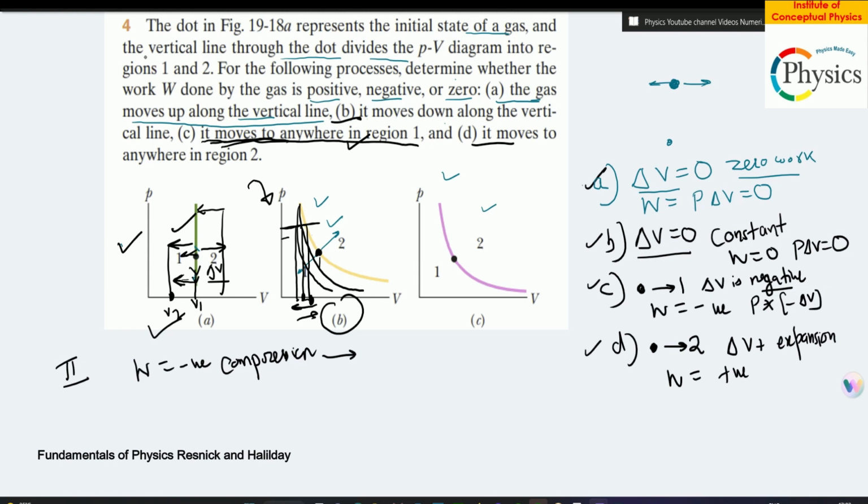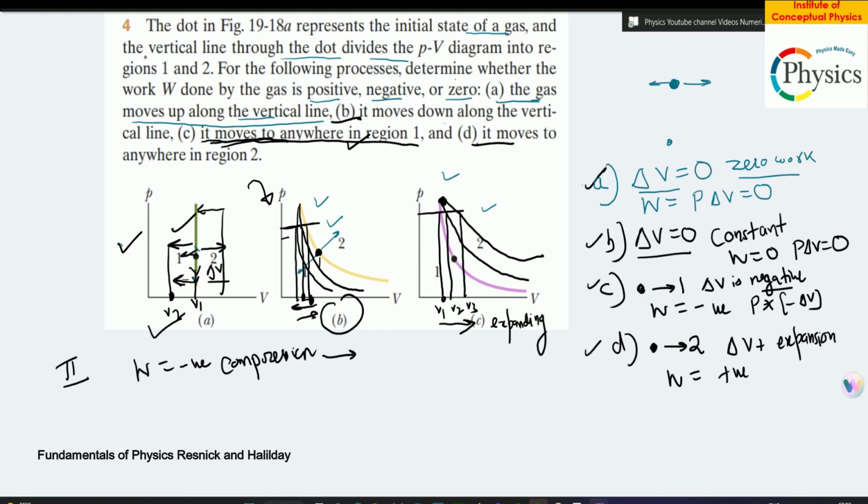Similarly, let's talk about the situation when the gas moves anywhere in region 2. So let's say the gas moves in region number 2. Let's look at this region number 2. Let's say the pressure of the gas is here, and for the same pressure, the volume is here. The second pressure, the volume is here. The third, the volume is here. So this is V1, V2, and V3. As you can see, the volume is moving towards the right, which means the gas is expanding in this situation.